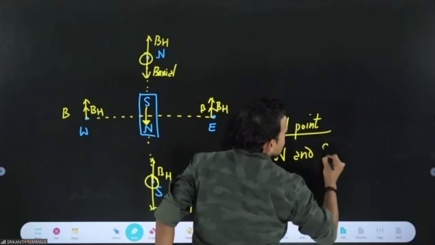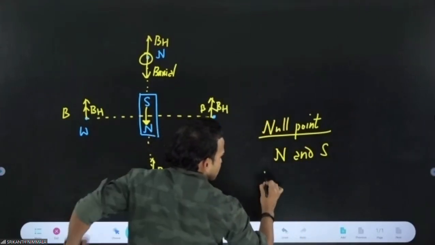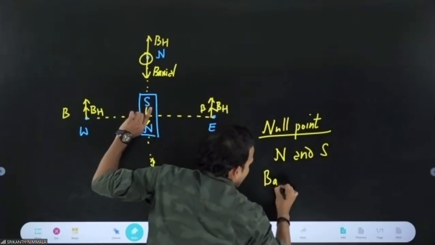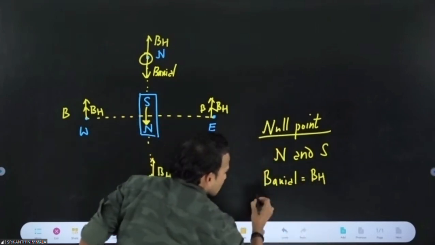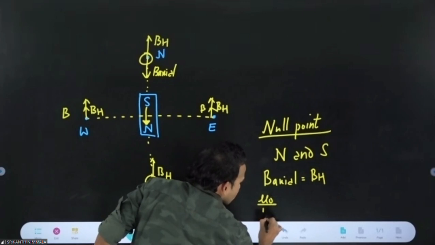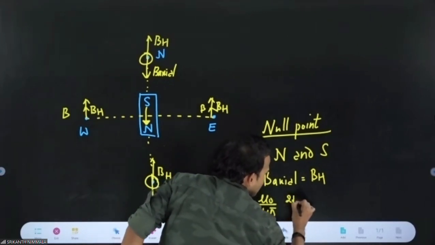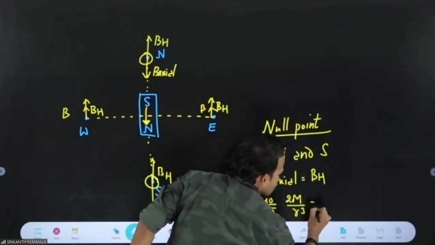If anyone asks you to find the distance of that null point, you can say that for the null point, B axial must cancel BH, so it must be equal to BH. B axial is mu naught by 4 pi times 2m by r cube. This will be equal to BH.